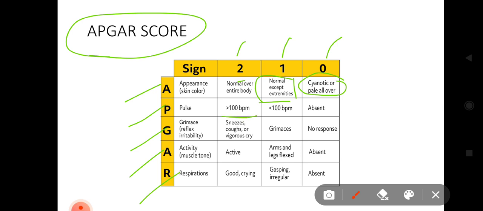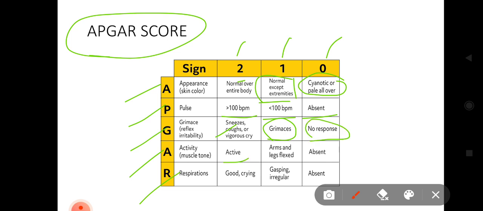For pulse, more than 100 is normal, so the score is 2. For less than 100, 1. And if pulse is absent, then the score is 0. Grimace or reflex irritability: by putting the nasogastric tube in the nose, if the baby sneezes, coughs or cries vigorously, then the score is 2. If it grimaces, makes some expression, then 1. And if there is no response, then the score is 0.